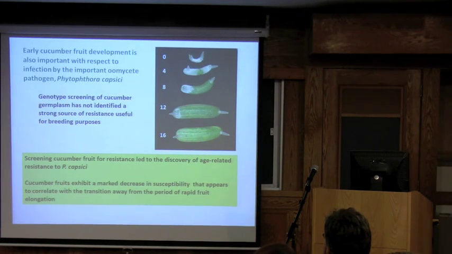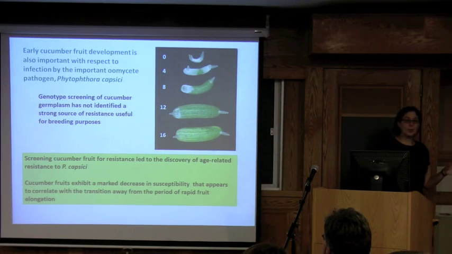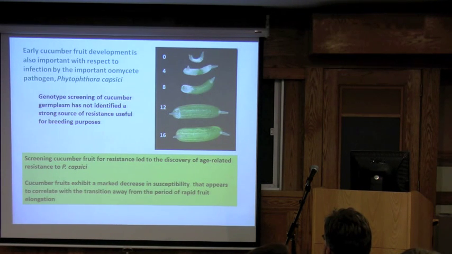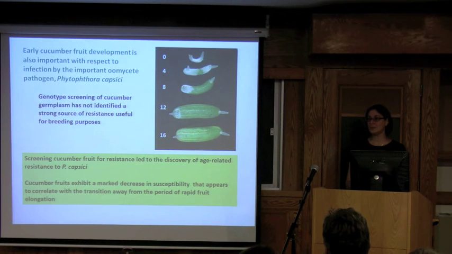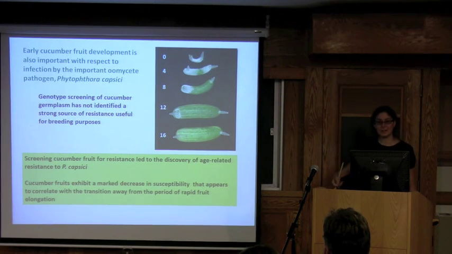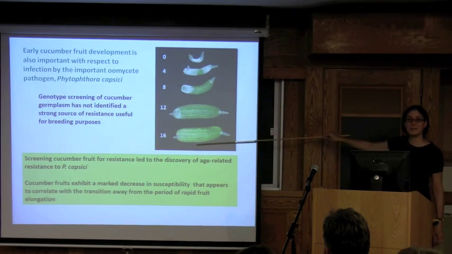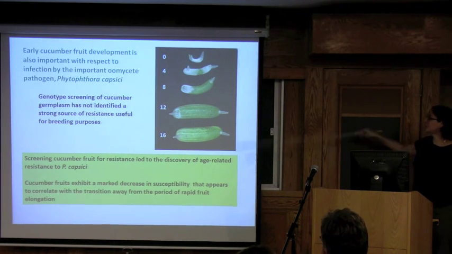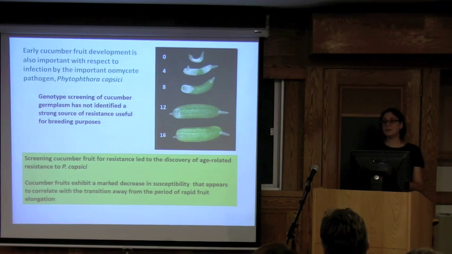Another interesting feature during early cucumber fruit development is important with respect to infection by the important oomycete pathogen Phytophthora capsici. From some work that we had done to try to screen for cucumber fruits that were resistant to this pathogen for breeding purposes, at that time we were not successful in identifying a source of resistance for breeding. However, we did discover that there was a developmental progression in resistance, or an age-related resistance to this disease, such that young fruit are very highly susceptible and they become resistant as they develop. And this transition from susceptible to resistant was directly correlated with that transition away from the period of rapid fruit elongation.